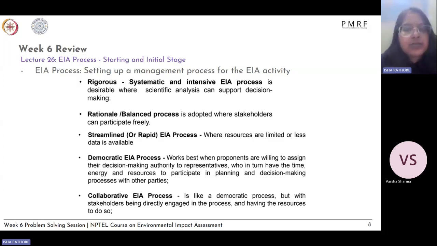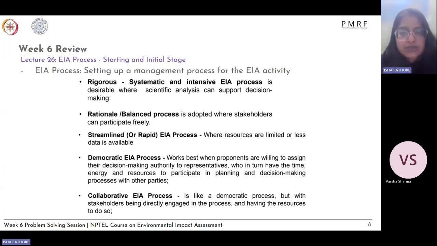Then a rational or balanced process is adopted where stakeholders can participate freely. So if the people who are affected by the development of that project for which EIA is being undertaken are taking part freely in the process of EIA, then it's a rational balanced process. A streamlined or rapid EIA process is used when your resources are limited or you have less data to analyze. So then you have to do a streamlined EIA process.